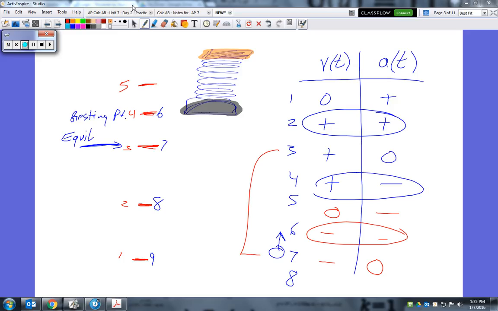So on the very first one, if I said, where is the fastest velocity recorded when I let go of the spring? You would say what number? 3. What's the second fastest velocity recorded? 7, in the opposite direction. Do you understand? Okay? Alright, so here we go.